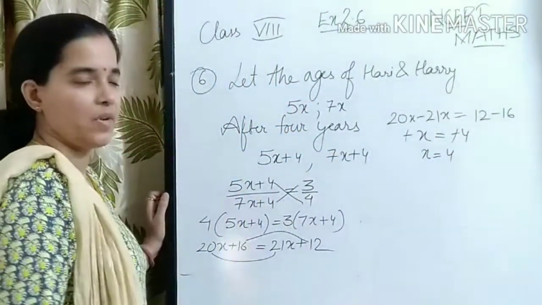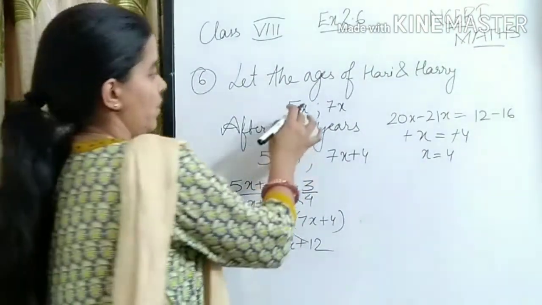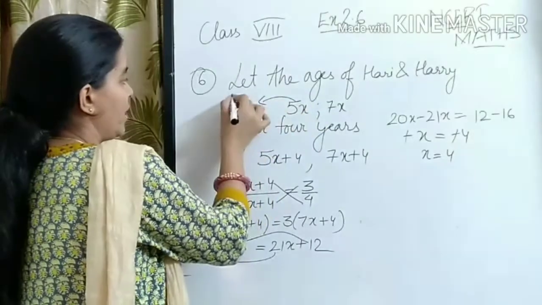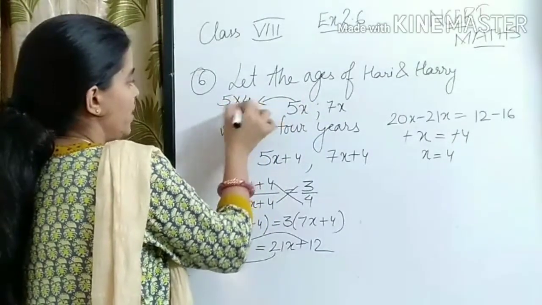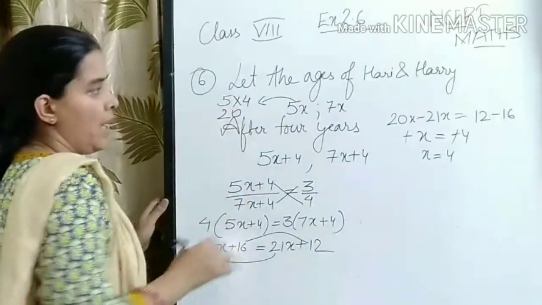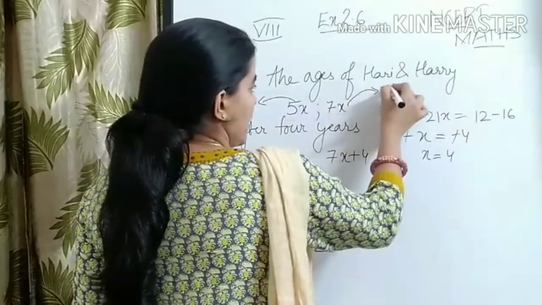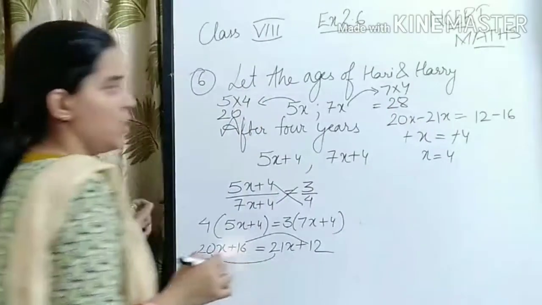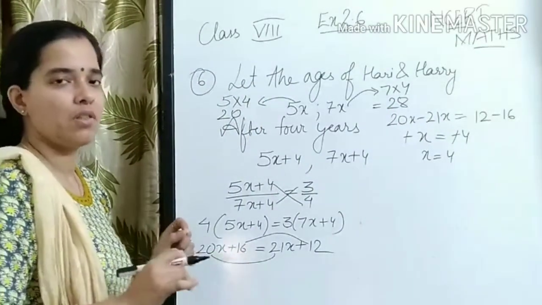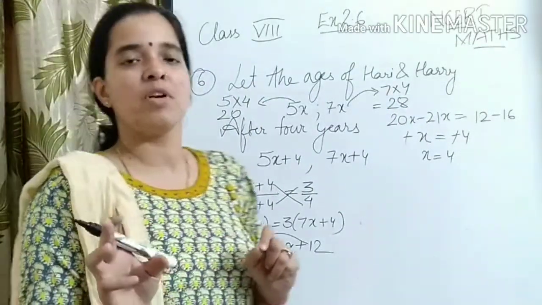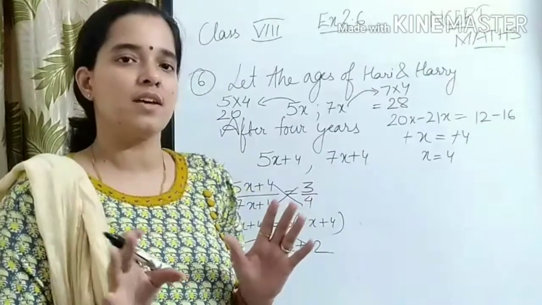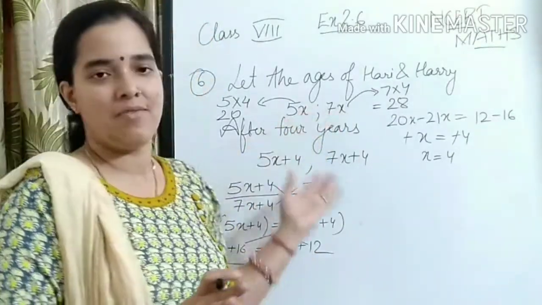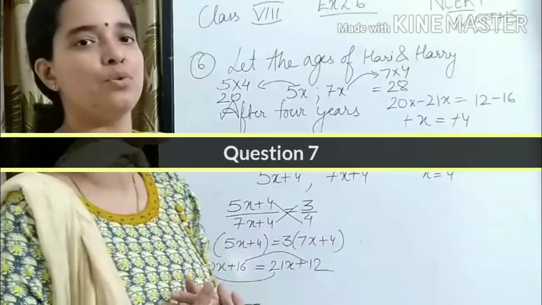The value of x will come out to be 4, and if you put the value 4 here, then the age of Hari will be 5 multiplied by 4, which means 20, and the age of Harry is 7 multiplied by 4, which means 28. So in this way we will solve this question. Always remember, if something is given in ratio, then you have to let it in this way, 5x, 7x, and then you can do the question.